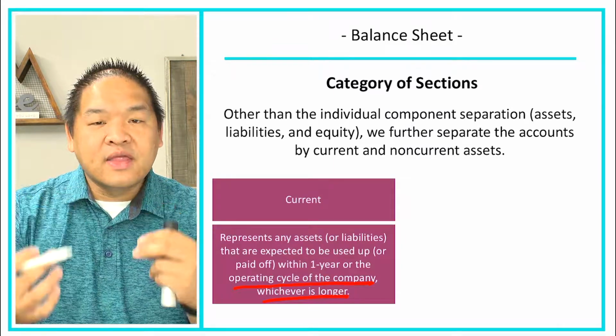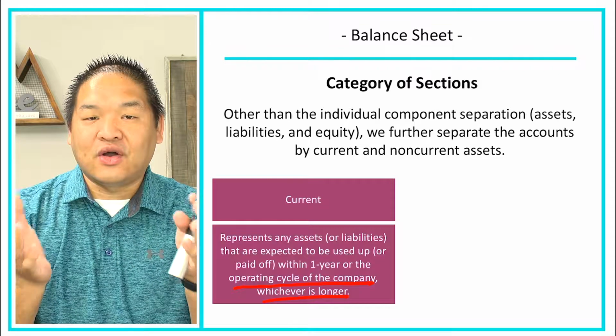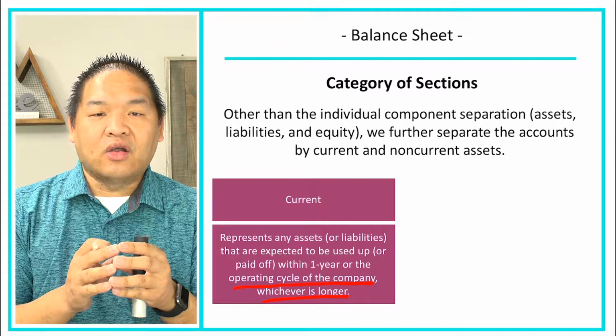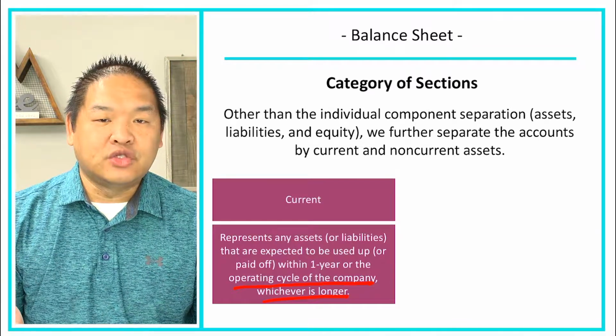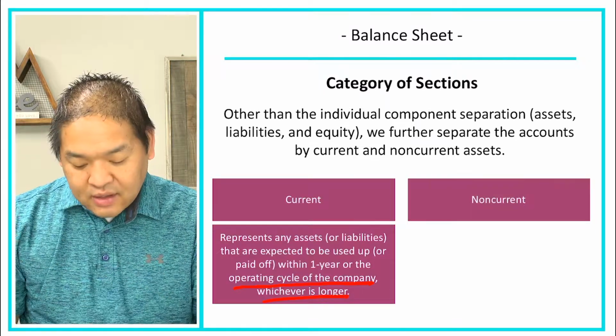So thinking about that, most companies are within 1 year. So you can almost assume that most companies are 1 year. There are a few companies that are longer than 1 year just because of the nature of what they're doing. Okay, so that's what current means. Now, the opposite of that is the non-current.